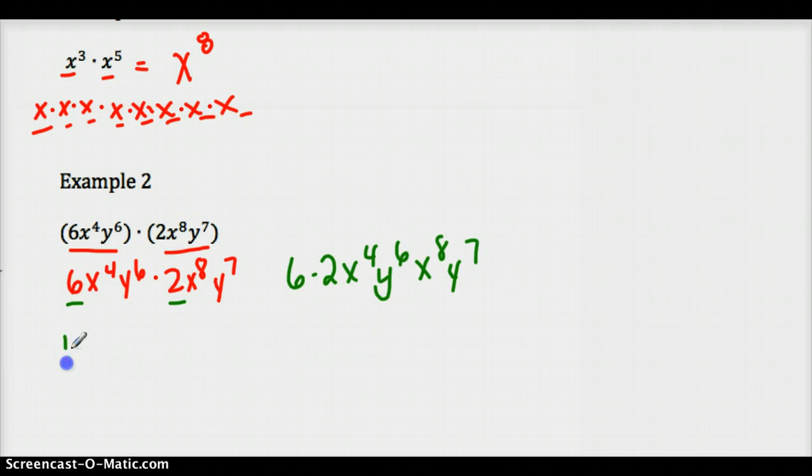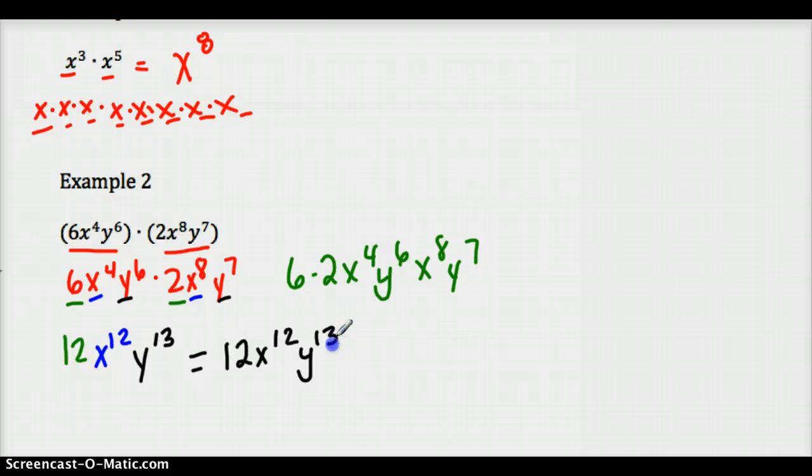So 6 times 2 is going to become 12. Now look at bases that are the same. The x's are the same. So you have 4 here and 8 here, so that would be x to the 12th. And then your y's are the same, the bases are the same, so y and 6 plus 7 is going to be 13. So multiplying those all together, you get 12x to the 12th, y to the 13th.